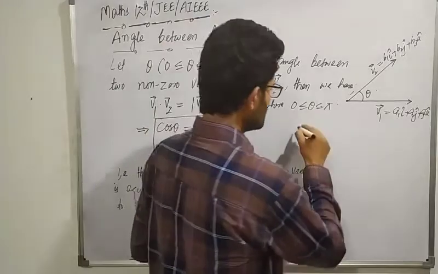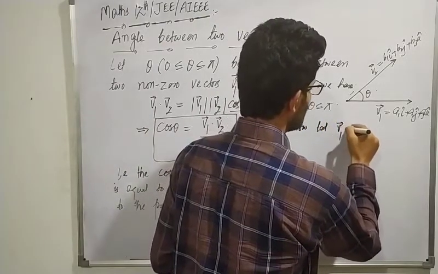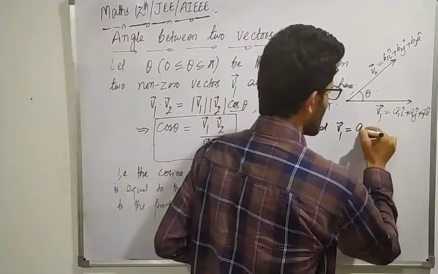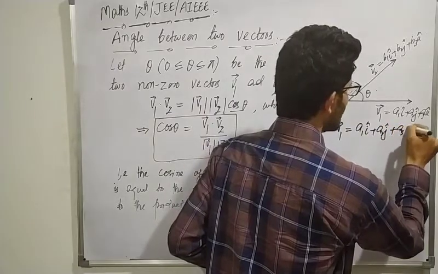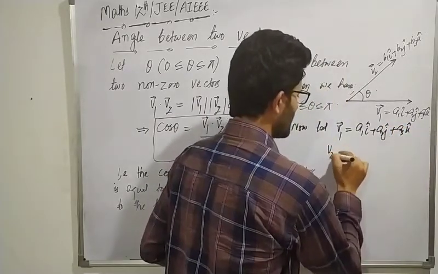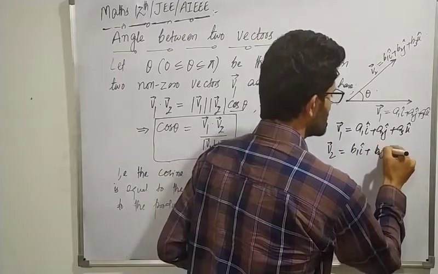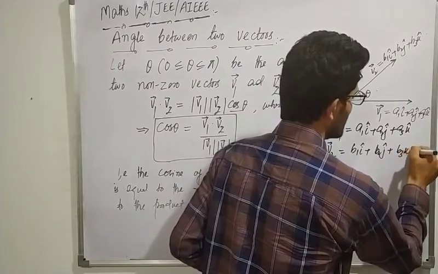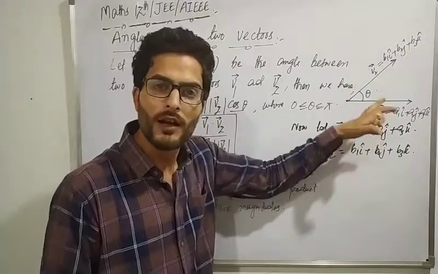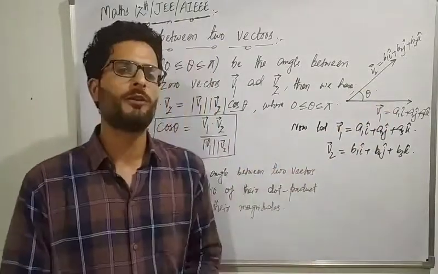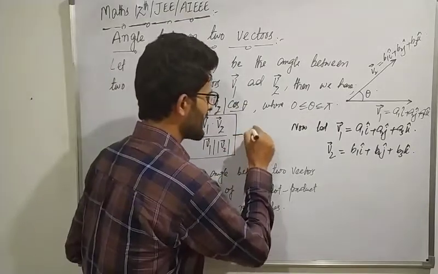Now let v1 be a vector which has been expressed as a1i plus a2j plus a3k, and v2 be a vector which has been expressed as b1i plus b2j plus b3k. Then at that time, when two vectors are represented in terms of their rectangular components, what would be the angle between them? How we can calculate that? We will use this expression first. Here we will keep it as first.